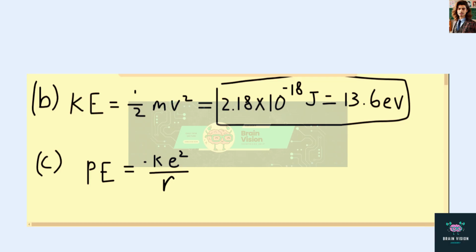K is equal to 8.99 times 10 to the 9 newton meters squared per coulomb squared. Plugging these values in, we find that the potential energy is equal to negative 27.2 electron volts. We can box this in as the solution for part C.